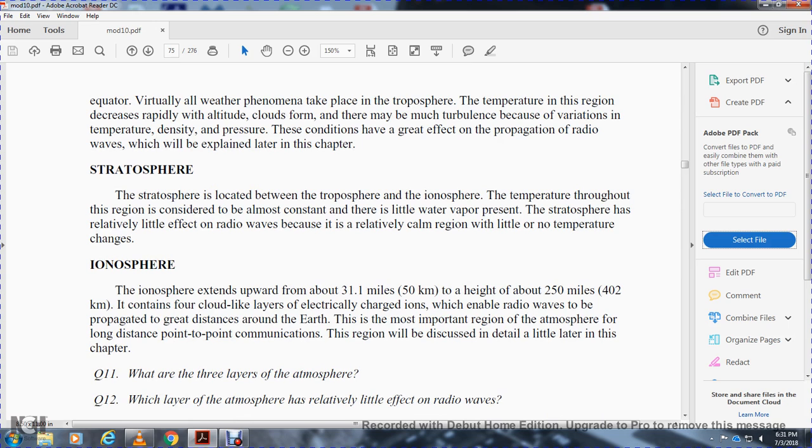The stratosphere is located between the troposphere and the ionosphere. The temperature throughout the region is almost constant, and there is little water vapor present. The stratosphere has very little effect on radio waves because it is a relatively calm region with little or no temperature change.